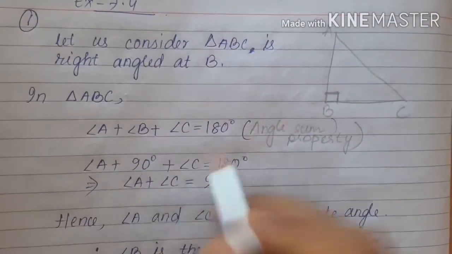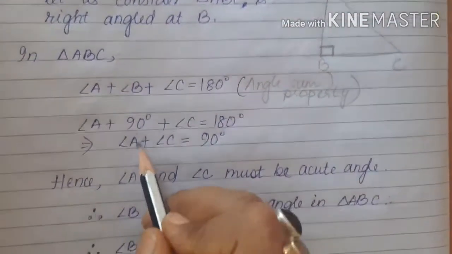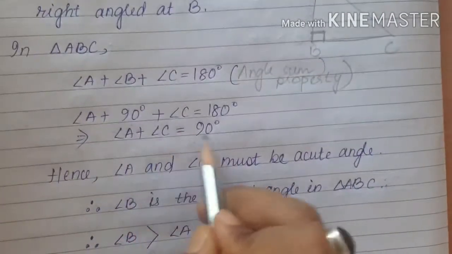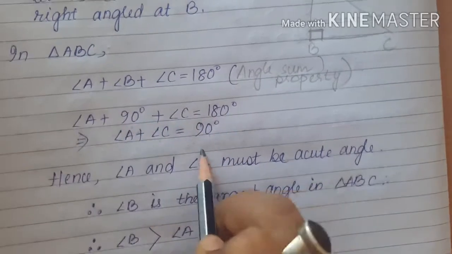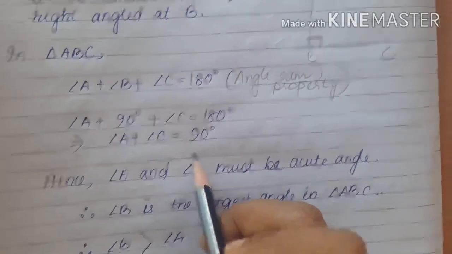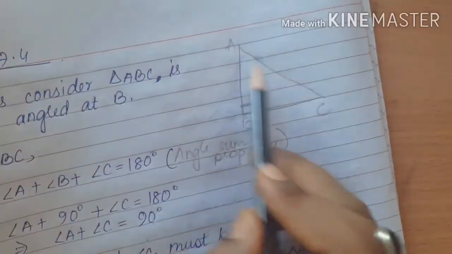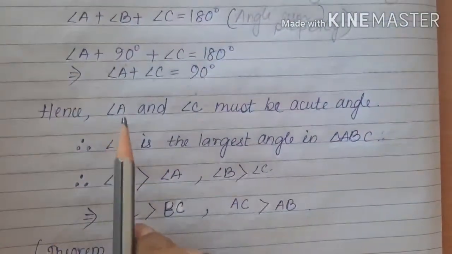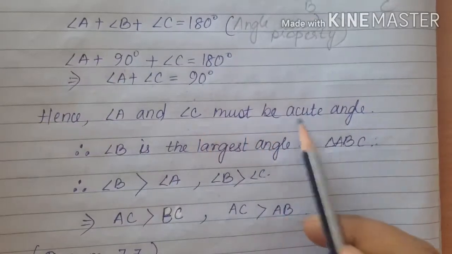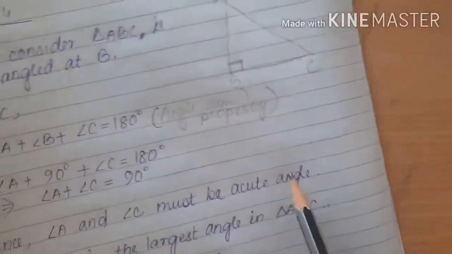Angle B is 90, so in place of B we will write 90. By that way, A plus C will become 90, because if we transfer 90 to that side, 180 minus 90 will be 90. So we got the summation of two angles, that is angle A plus C, will be 90 degrees. Hence we can write angle A and C must be acute angles. Why are they acute?